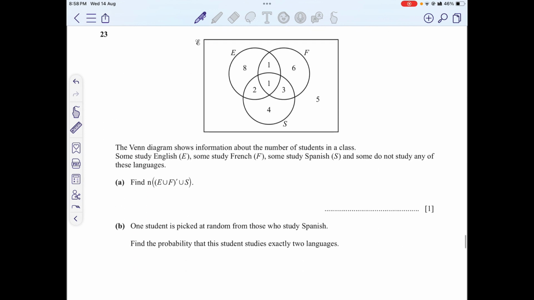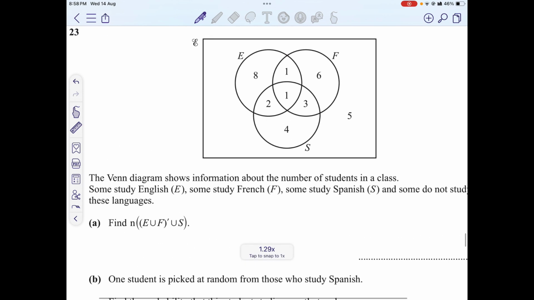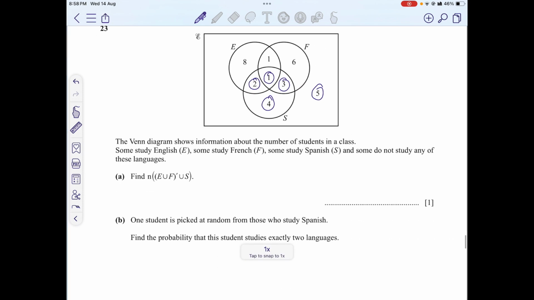Now you look at this question, it says the Venn diagram shows information about the number of students in a class. Some study English, French, and Spanish, and some of them do not study any languages. Find the number of students in E union F naught. That means not this region. You see the two circles of E union F, not that. So outside of this, we have this student, that makes 9. Union with S. That means we take this student for E union F naught, but S also. That means we have to consider this student, and this student. When we add 5 plus 4, 9, 9 plus 1, 10, 10 plus 3 plus 2 is 15.